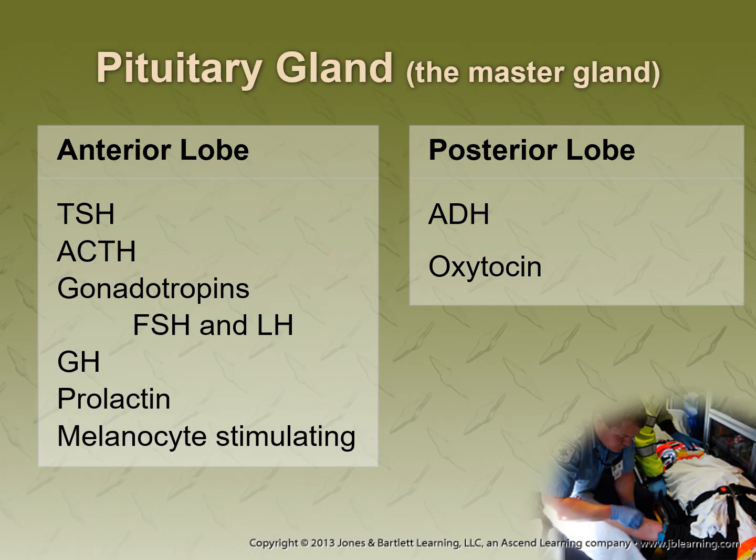ACTH is the adrenal cortex hormone, and then the gonadotropins are follicle stimulating hormone and luteinizing hormone. Those two are important in the menstrual cycle. Then we see growth hormone, prolactin, and the melanocyte stimulating hormone. So for the posterior lobe, that one's where we should actually concentrate: we need to know that ADH and oxytocin are released from there.